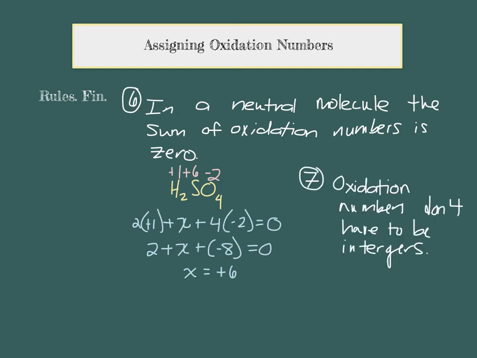Rule number 7. Oxidation numbers don't have to be integers. For example, in the polyatomic ion I3-1, you can see that each one of my atoms must add up to a total charge of -1. This makes it so that each iodine has an oxidation number of -1/3.